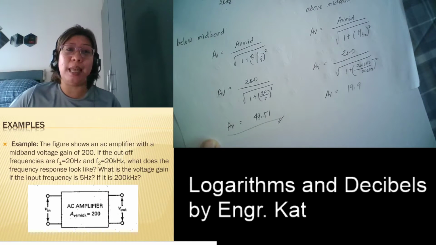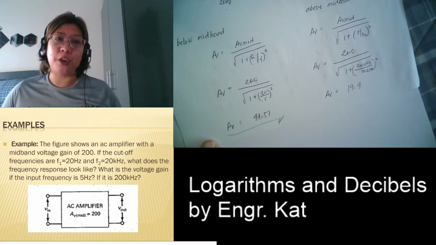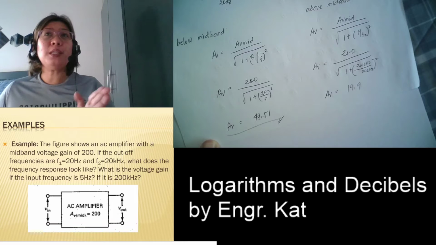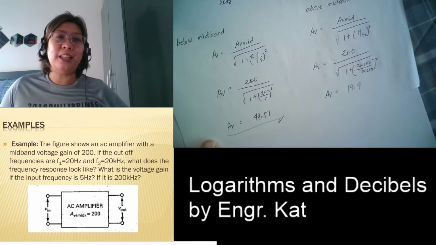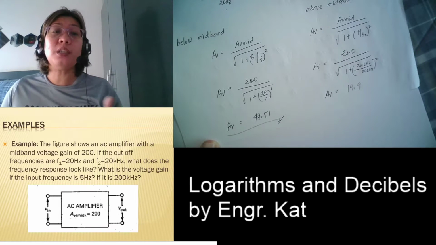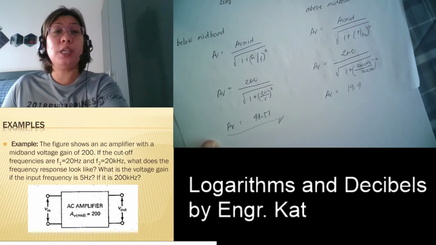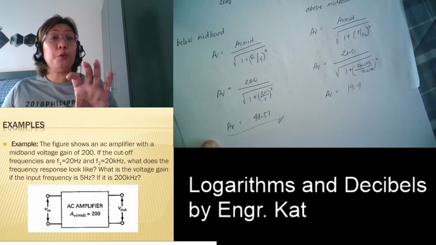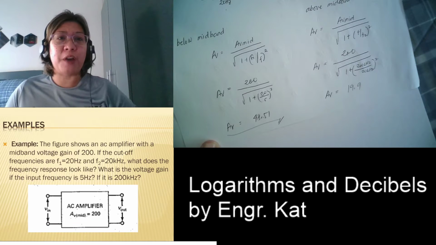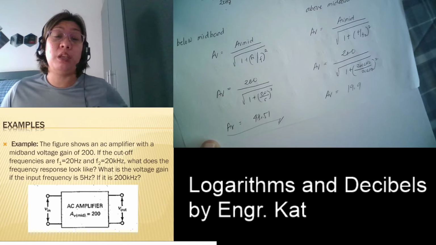So that means, class, that in this type of amplifier, you do not use 5 hertz. If your signal is 5 hertz, then you design another amplifier that is working at 5 hertz. This specific amplifier here is just working between 20 hertz and 20 kilohertz. So if you plan to use 25 hertz, then this is not the amplifier for you. That's the meaning of that.